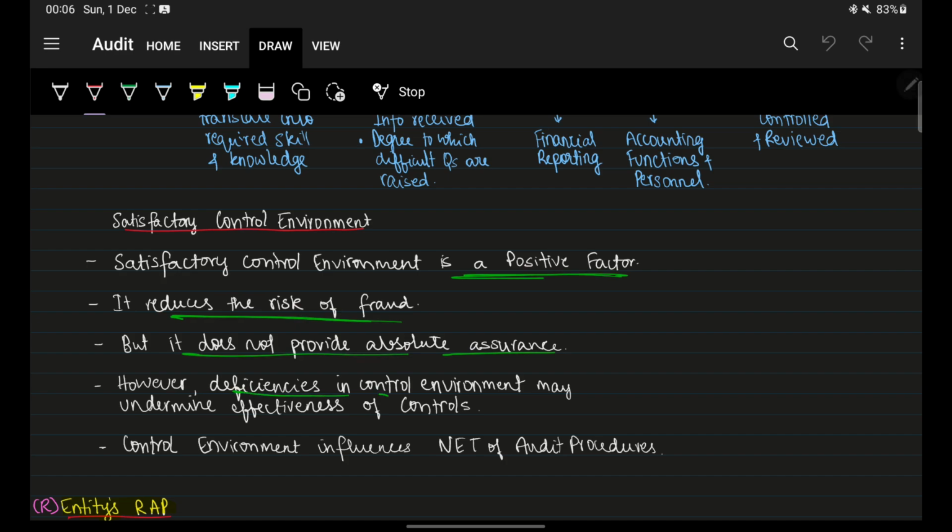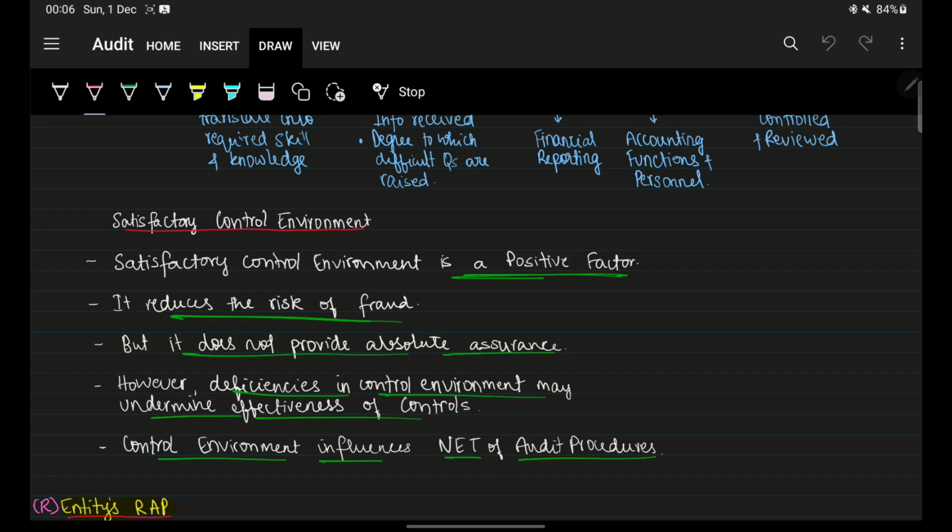However, deficiencies in control environment may undermine the effectiveness of controls. Okay, so if there is any deficiency in the control environment, it may affect the internal control. It does not provide absolute assurance, but if there is something wrong in the control environment, then it might affect the effectiveness of controls. And lastly, control environment influences the nature of audit procedures.